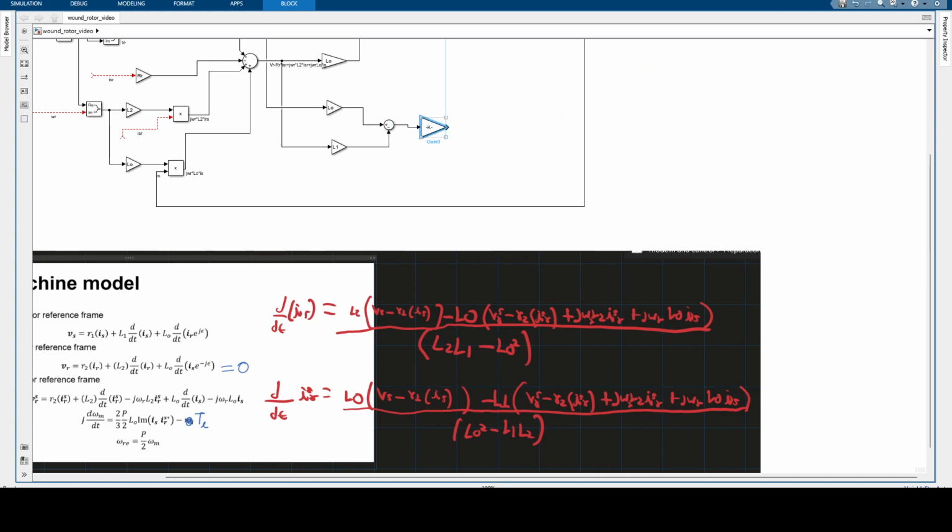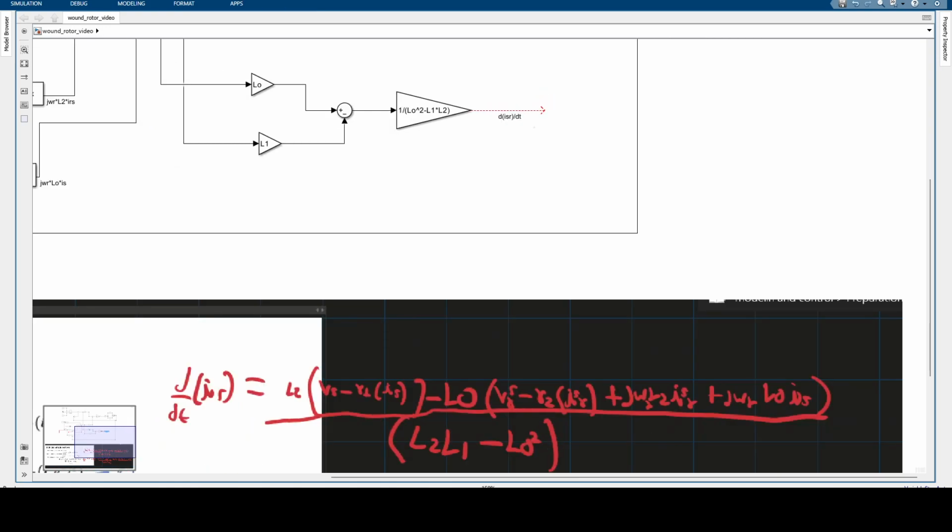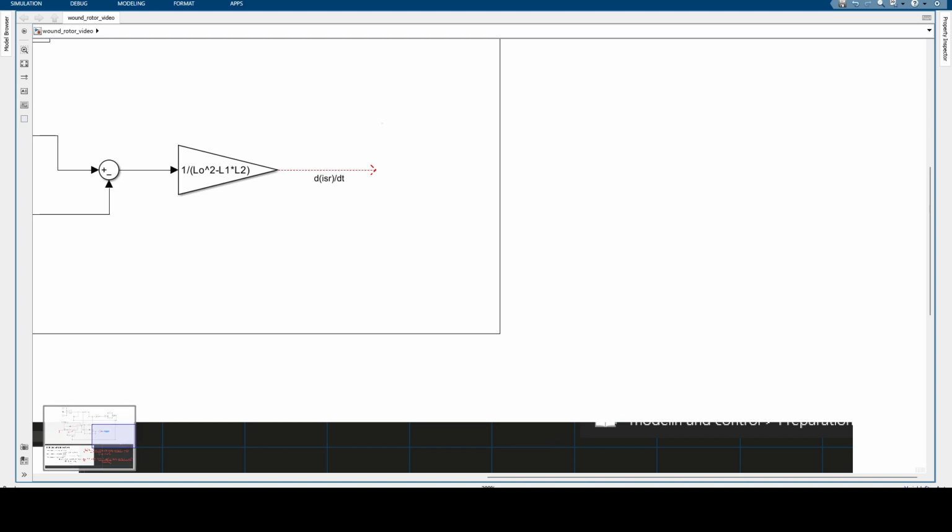Okay, perfect. So this is going to give us our DISR dt. And just like in the other, what we actually want is ISR. So we first separate it into each component. And now we integrate each component.